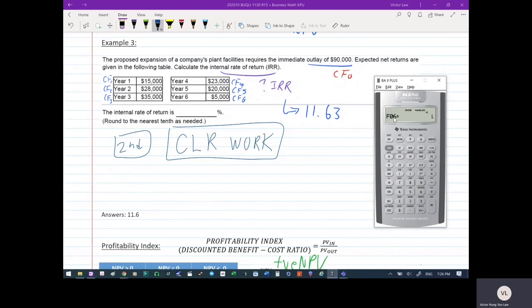Frequency is 1. So once we have typed in the cost at the beginning, and then all 6 cash flows, what we're going to do is solve for IRR. So therefore, we click on IRR, and then we press compute, and then we're going to get 11.63.